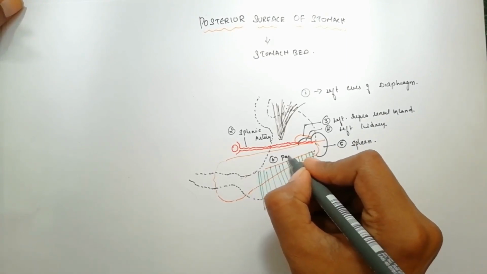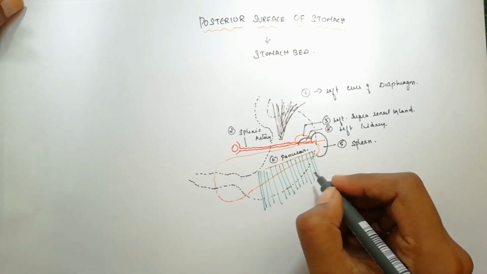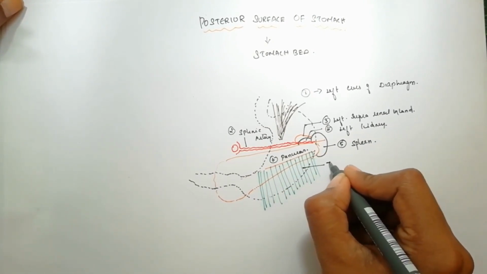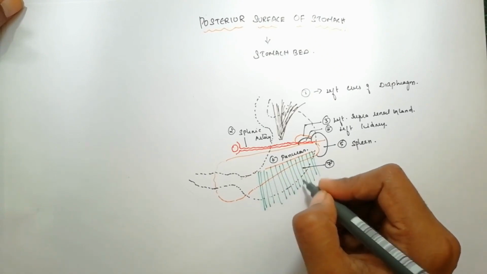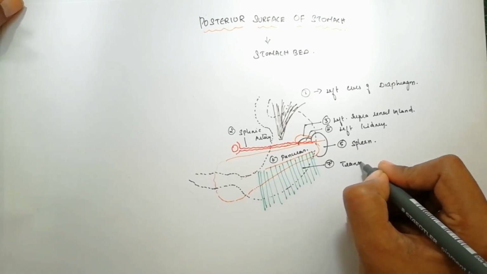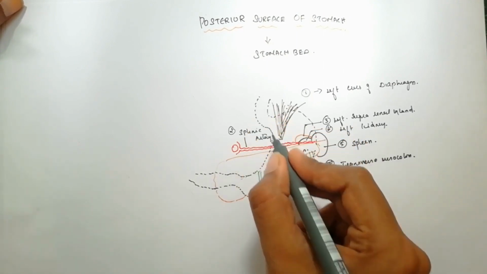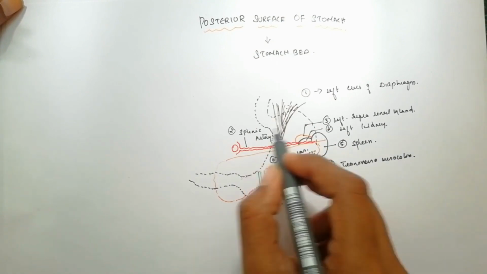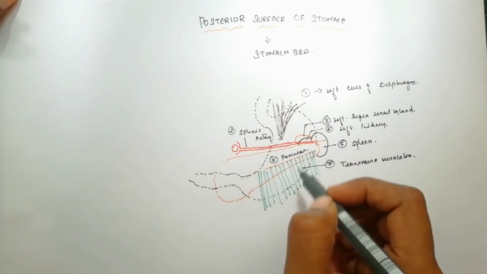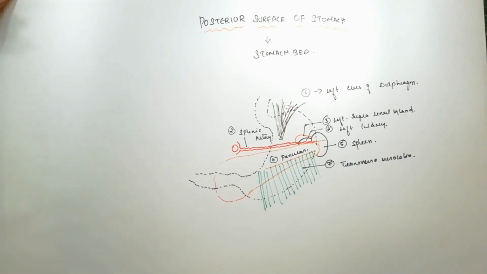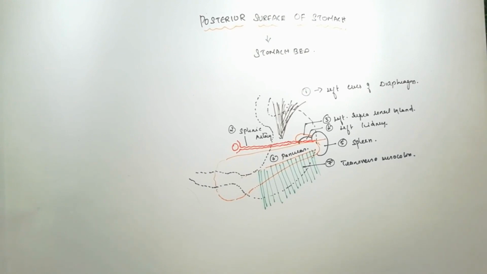So sixth one is pancreas body, and the seventh relation is the transverse mesocolon which is attached to anterior border of pancreas. So I have shown dotted lines of stomach and the structures related behind it. So those are the structures which we are seeing here. Around 7 structures are seen just behind the stomach, which gives importance to the posterior surface as stomach bed. So it is acting as a bed for the structures to accommodate there.